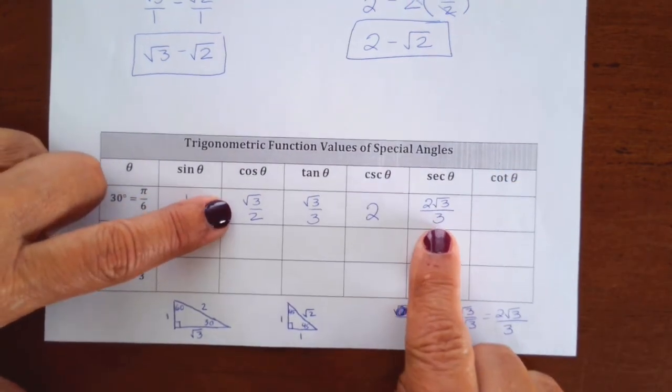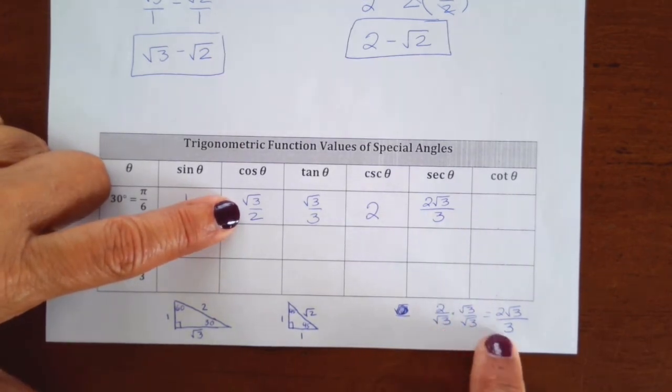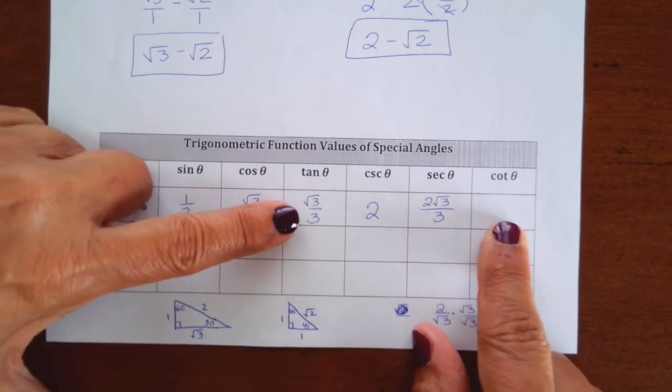So they don't look like reciprocals. Okay, these are the reciprocals right here. Those look right, but remember you can't leave it like this. So that would be your secant. And then the same thing with cotangent.